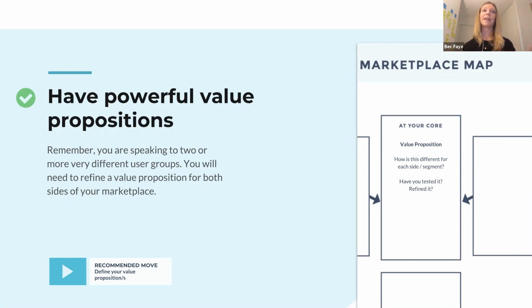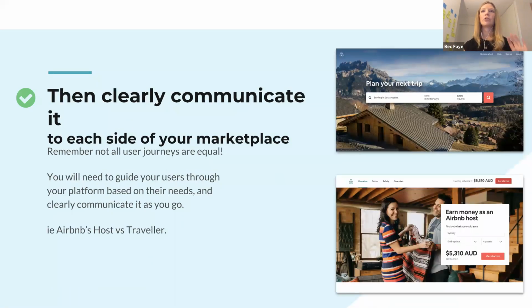Now, you may even find that if you have subgroups beneath each side, you might have other value propositions that sit under there as well. You really want to test each of these value propositions and refine them, and this will be an ongoing process throughout your journey. Once you have figured out what your value proposition is, then it's all about clearly communicating it to each side of your marketplace. Now, you need to remember that not all user journeys are equal.